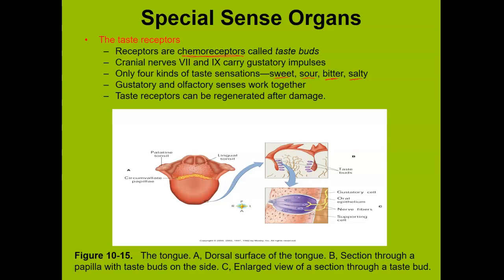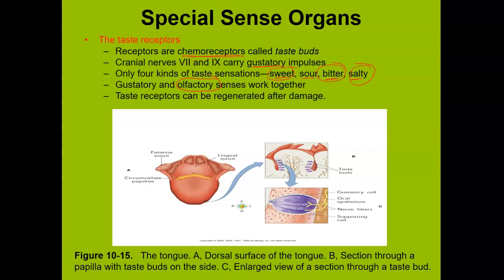If it's something good for you and it carries lots of energy, it'll probably taste sweet. Bitter is usually an indicator of something not so good for you, even though coffee, we love it, right? And salty is also an essential flavor because we need salt. We need sodium chloride in our body to do certain jobs. The 7th and 9th cranial nerves take taste or gustatory impulses to the brain, and gustatory and olfactory work together to give us an idea of the flavor of something, right?